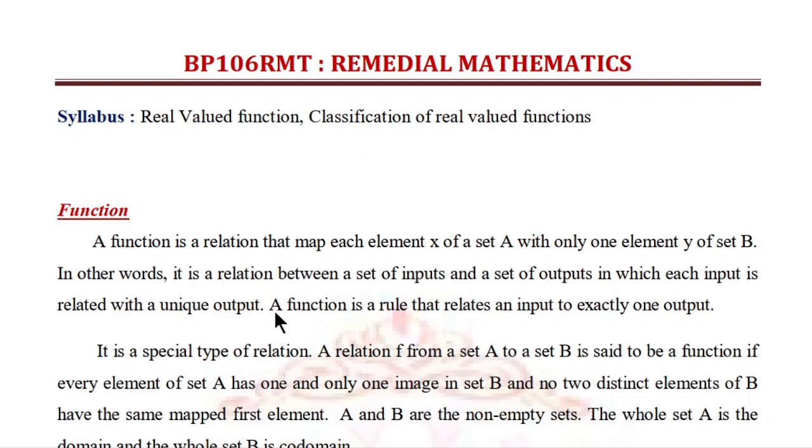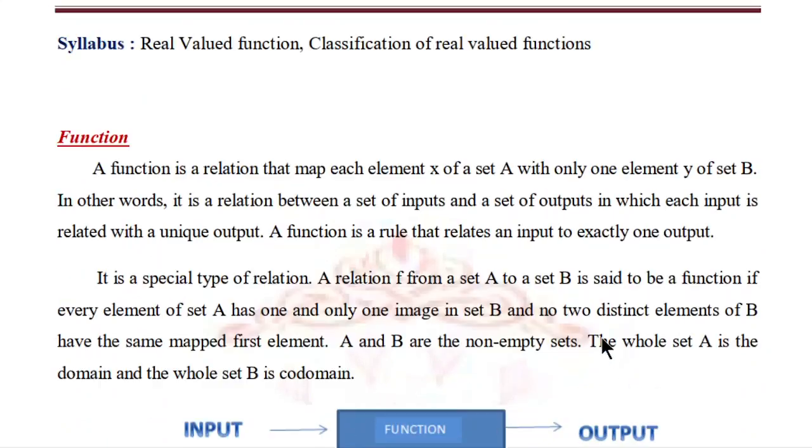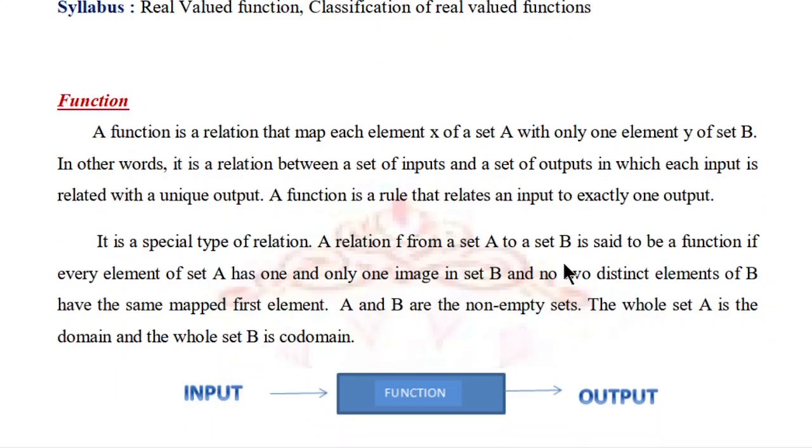Function is a relationship of a set of inputs and a set of outputs. The diagrammatic representation of function is the relationship between input and output. The major rule for the function is each input is related with a unique output. That means an input to exactly one output. So every element of set A has one and only one image in set B.